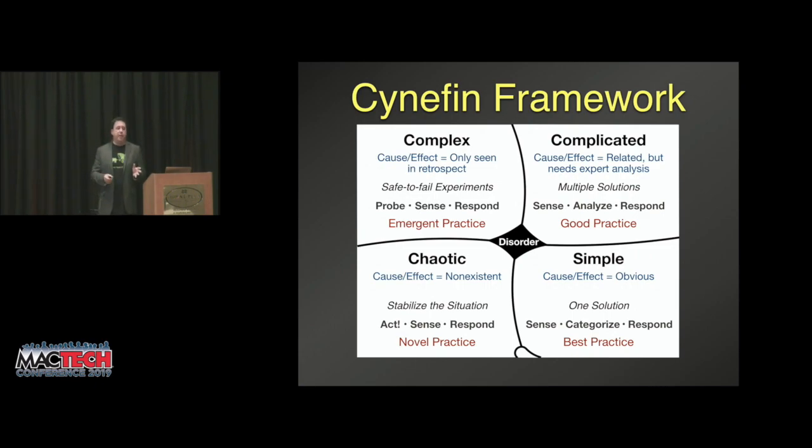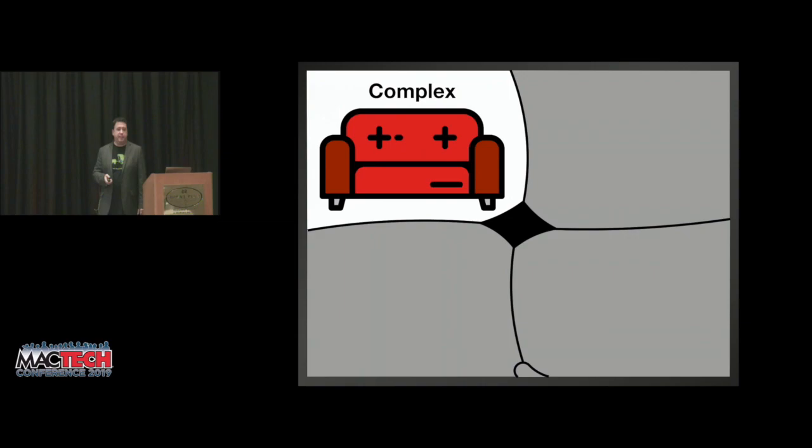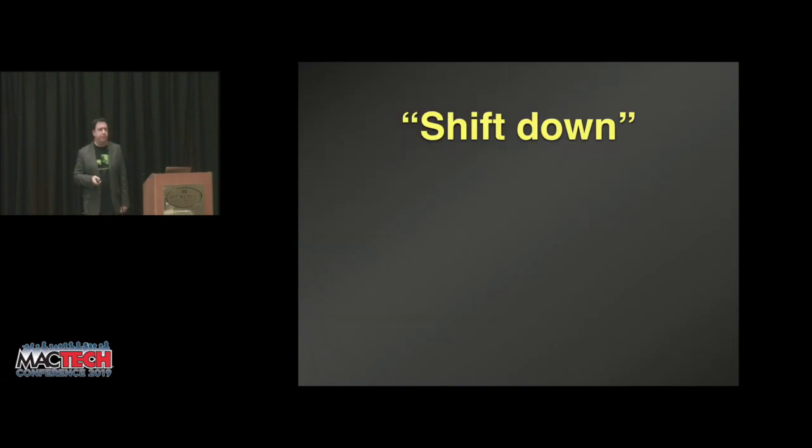To wrap up my session, I want to switch back to my troubleshooting habitat, the complex domain, and share one of my favorite techniques for narrowing down and fixing Mac problems, including a unique spin that I've put on it. Now remember, you use safe-to-fail experiments in the complex zone, which means you're going to continue trying different things until the problem is fixed. And most Mac problems can be fixed in this domain, but they take more time.